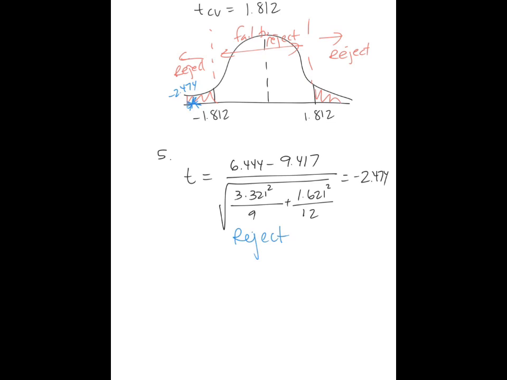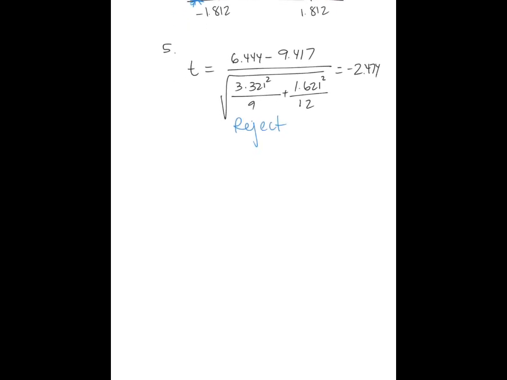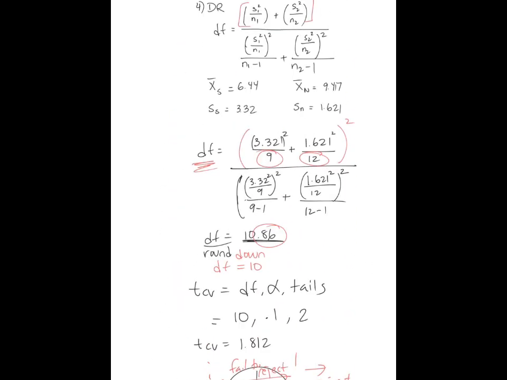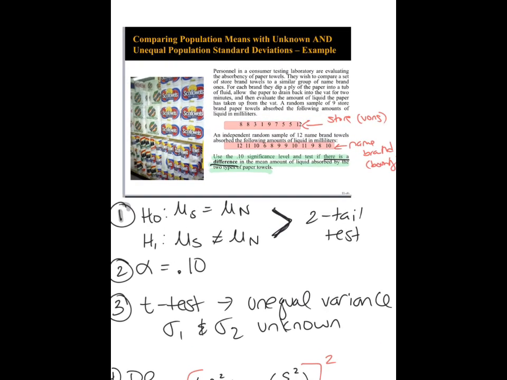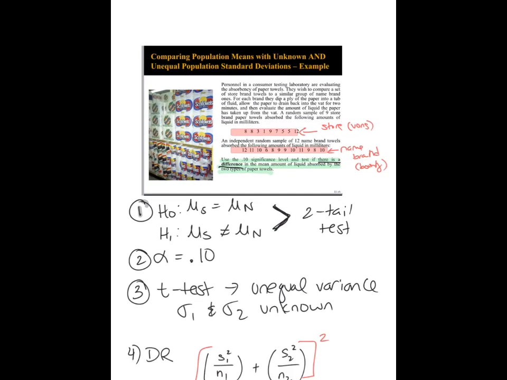So what do we conclude? We conclude, in fact, that there is a difference between the name brand and store brand paper towels, and therefore we accept the alternate hypothesis that the mean of the store brand is not the same as the name brand. Okay, so we reject the null. So if we go to this question that started this series, we said, is there a difference in the mean amount of liquid absorbed by the two types of paper towels? The answer would be an absolute yes.